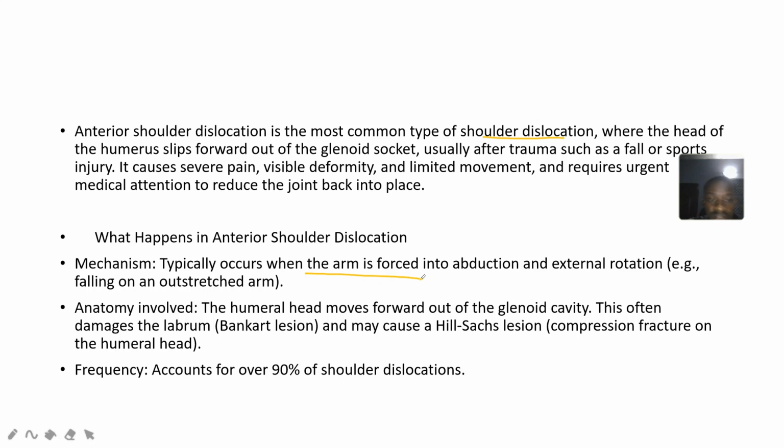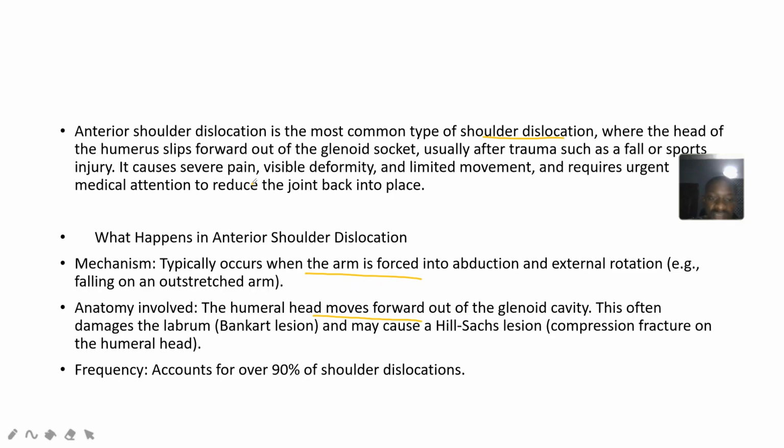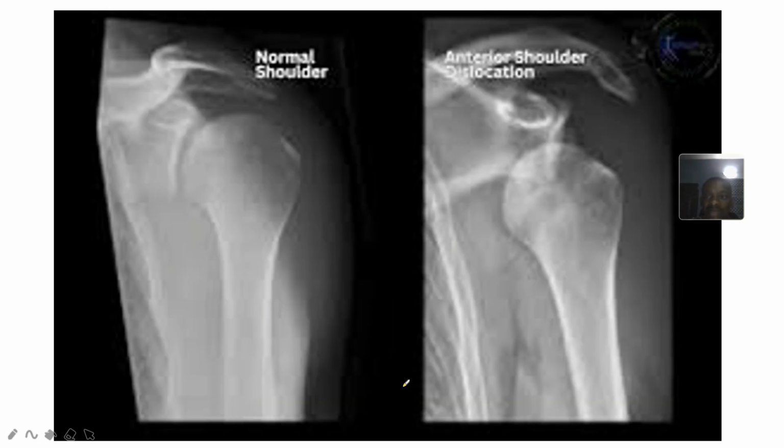So the anatomy involved is the humeral head moving out of the glenoid cavity, and it's now damaging the labrum, all these structures that are holding the joint together. Do you understand? So it damages it. It can cause a Bankart lesion, or you can have a Hill-Sachs lesion, where there's a compression fracture on the head of the humerus. It's most common. About 90% of shoulder dislocations are anterior shoulder dislocations. This is an X-ray trying to show it.